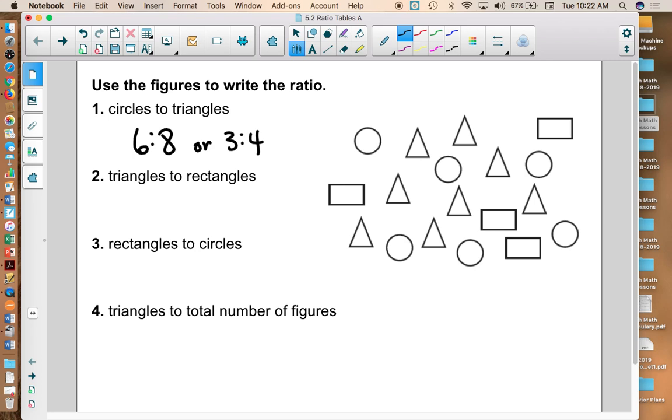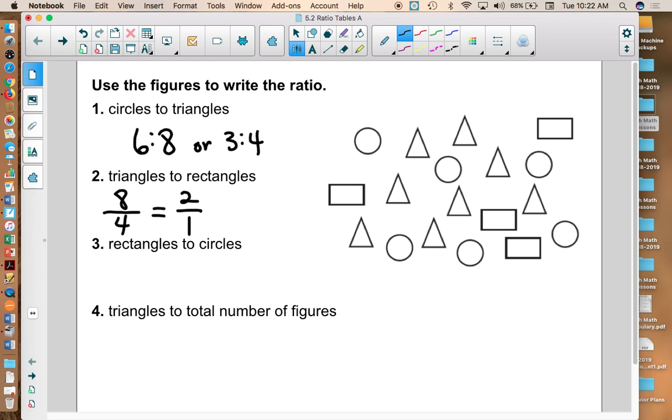Cashton, you want to do number 2? Triangles to rectangles. 8 to 4. 8 to 4, and I can write it like this if I want to, can't I? Okay. What else can I do with that? How could I simplify it? What else could I do, Emmy? 2 to 1. Say that again. 2 to 1. Thank you. So I have 2 triangles to every 1 rectangle.